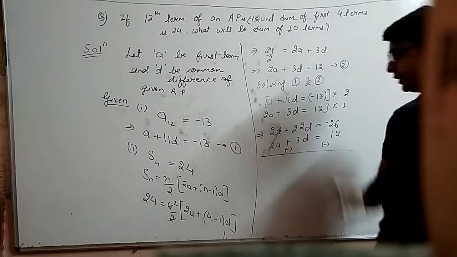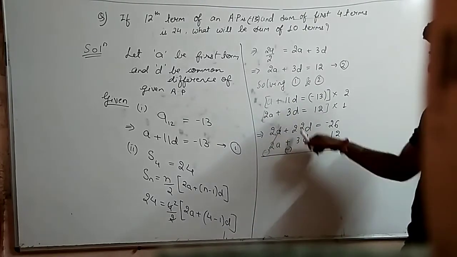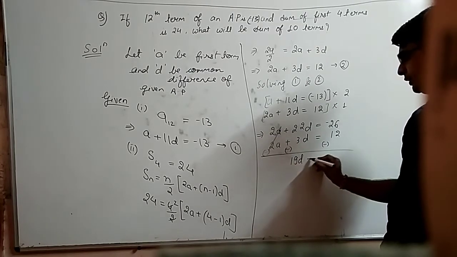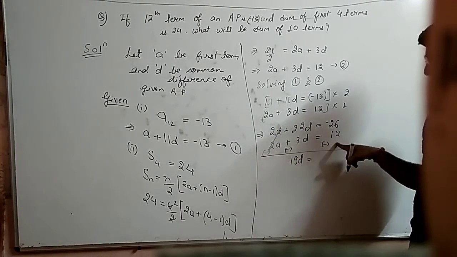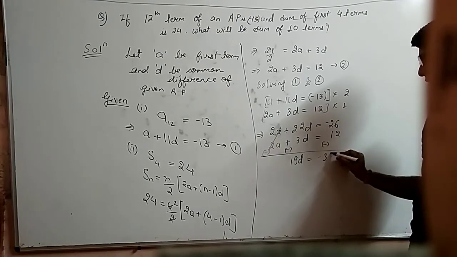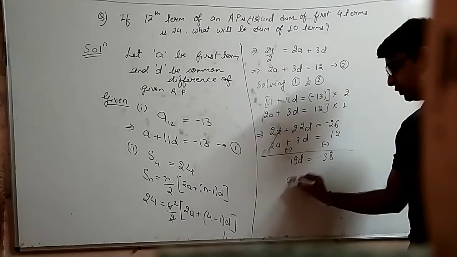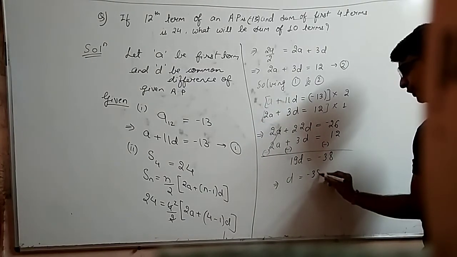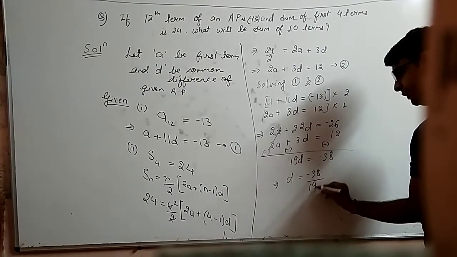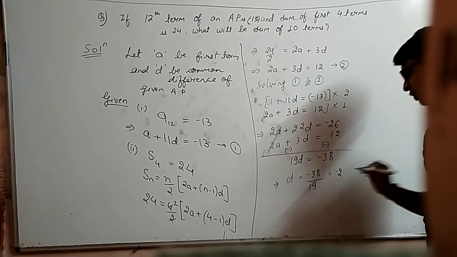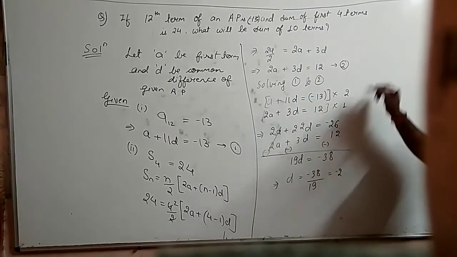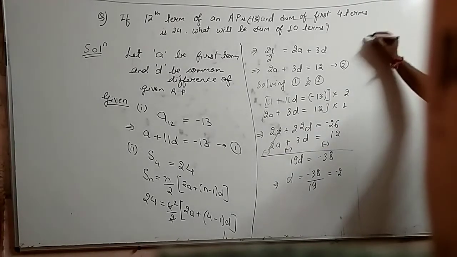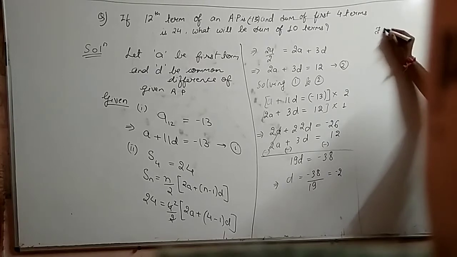So 2a, 2a being cancelled. Now 22 minus 3 becomes 19d, and minus 26 minus 12 becomes minus 38. So the value of d is minus 38 by 19, which is equal to minus 2. Now just proceeding further, see what the first equation is.